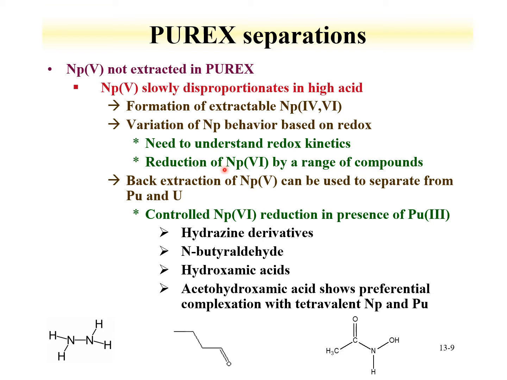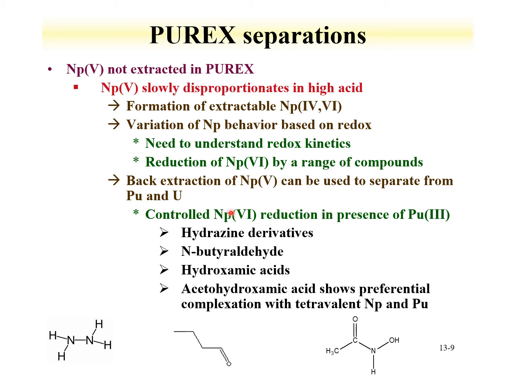and reduction of neptunium-6 by a range of compounds have been explored. One of these compounds is acetohydroxamic acid, which is shown here. And acetohydroxamic acid has preferentially shown to complex with tetravalent species, including tetravalent neptunium and plutonium, and this has been used to help control its behavior in proposed separation systems.